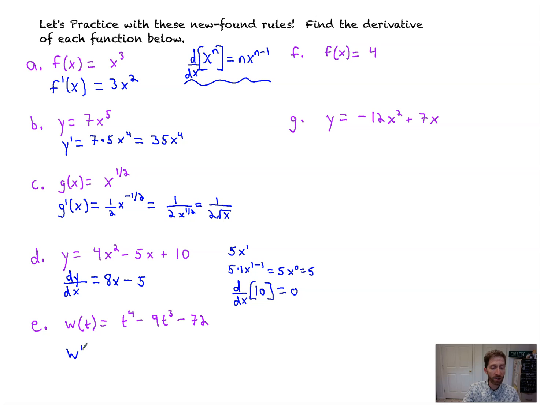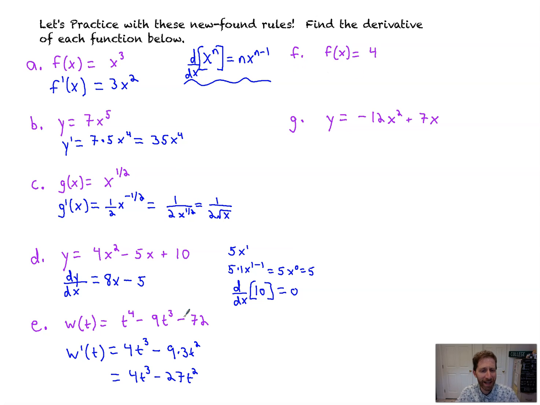We'll do it again. W prime of t, let's rock and roll. We're taking the derivative of this with respect to t. So I multiply by 4, 4t cubed. It's cubed because it's 4 minus 1. Minus, the 9t is just hanging out. I'm going to do this in steps. 3 times t, 3 minus 1 is t squared. And then minus 72 is a constant number. The derivative of a constant is 0. Let's simplify this down. We'll get 4t cubed minus 27t squared. And that's all that problem wrote. Oh, it's beautiful. Keep going.